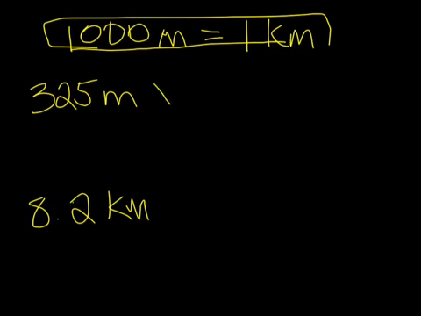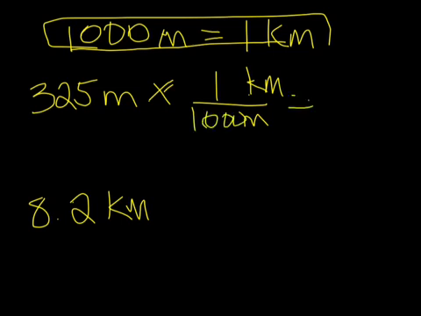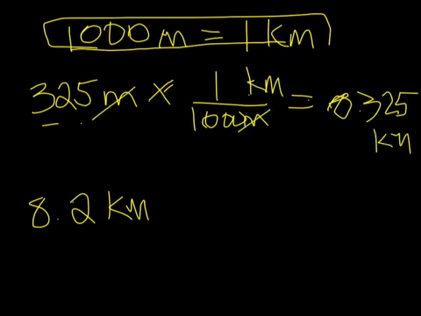Those two things are equal. So if I put them into a fraction, and I want to get rid of meters, meters go in the denominator, and kilometers go into the numerator. 1 kilometer is 1,000 meters. So if I do the math here, it's 325 times 1 divided by 1,000 gives us 0.325 kilometers.